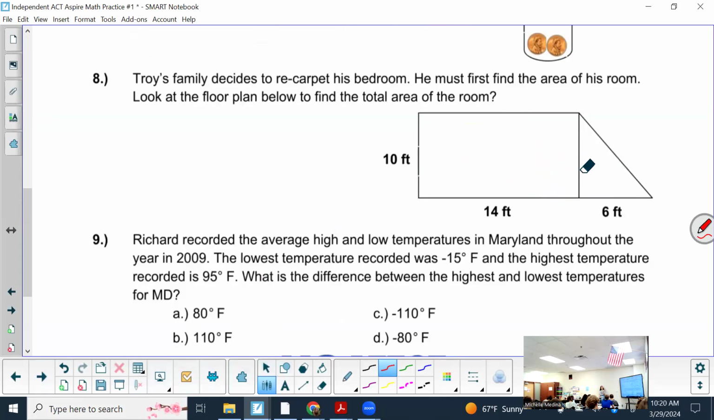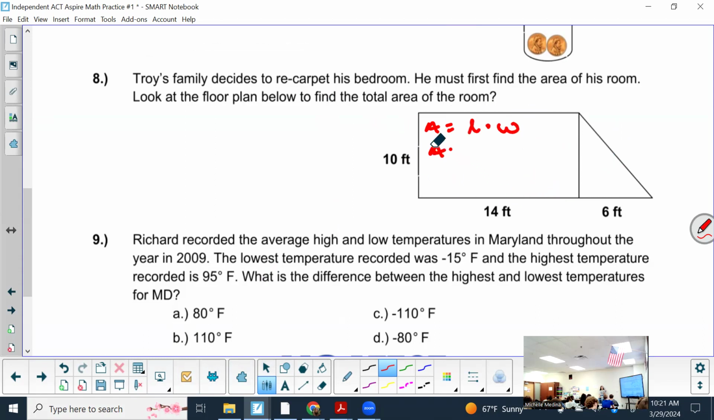And look at the 2 different shapes we have. Otherwise, I guess you could consider it a trapezoid, but I'd rather not. I have a rectangle and a triangle. Those formulas are easier to remember. So how can I find the area of a rectangle? Good, and it has those dimensions available.